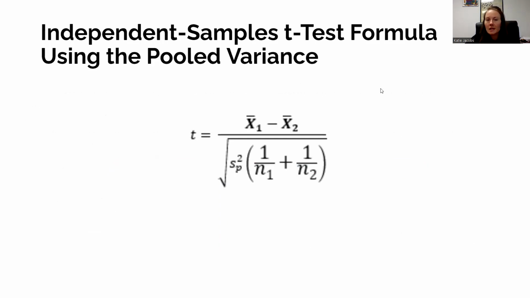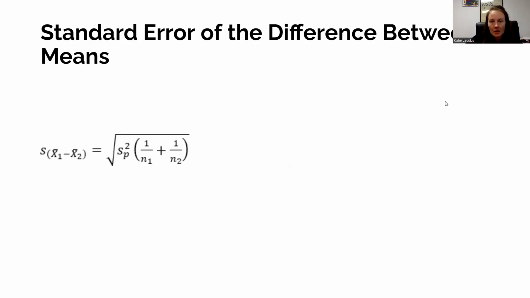All right, so we see here, you can actually simplify that big scary formula to show that we're taking the difference between our two means and we're dividing it by the square root of that pooled variance times 1 divided by the sample size of group 1 plus 1 divided by the sample size of group 2. So that denominator actually has its own name, and that is called the standard error of the difference between means.